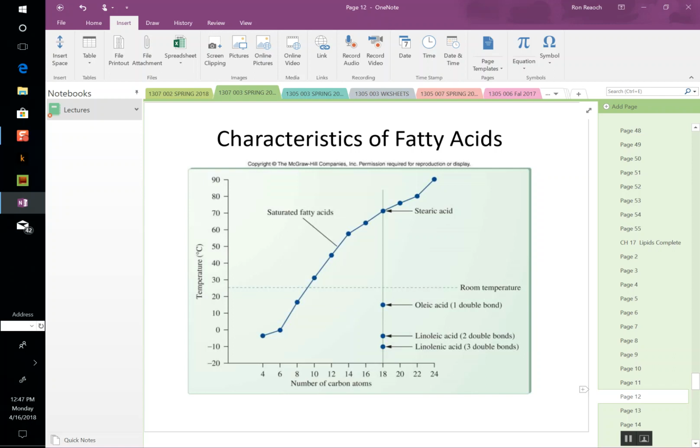Linolenic, 3 double bonds, minus 10 degrees centigrade, comes from salmon, not a warm-blooded, a cold-blooded animal that swims around next to an iceberg out in the Pacific Ocean, minus 5 degrees centigrade. And what's the beauty of this? The triglycerides floating around in the salmon's bloodstream are liquids. Okay? That animal wouldn't be able to survive with this kind of a triglyceride.